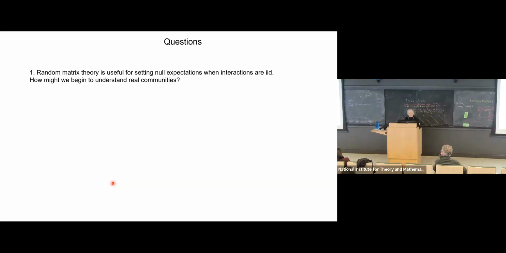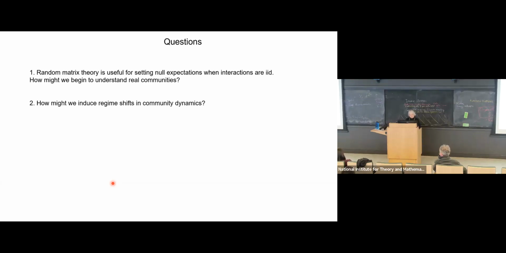So to wrap this up, from my view, I feel random matrix theory is useful for setting our null expectations about when interactions are independent and identically distributed. But the question then becomes how might we begin to understand real communities where interactions are unlikely to be identically distributed.